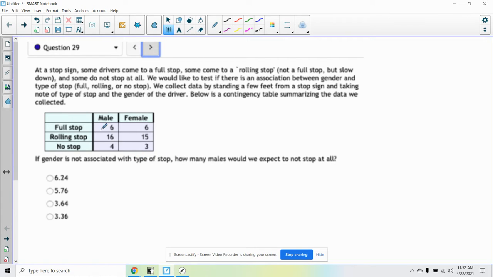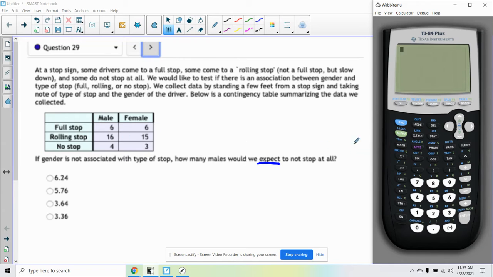So if these two things are not related, how many males would we expect to not stop at all? So this is our observed data. I'm looking for the expected data. If they're not related, the expected data, they're independent. So I'm going to start by putting this matrix into my calculator.